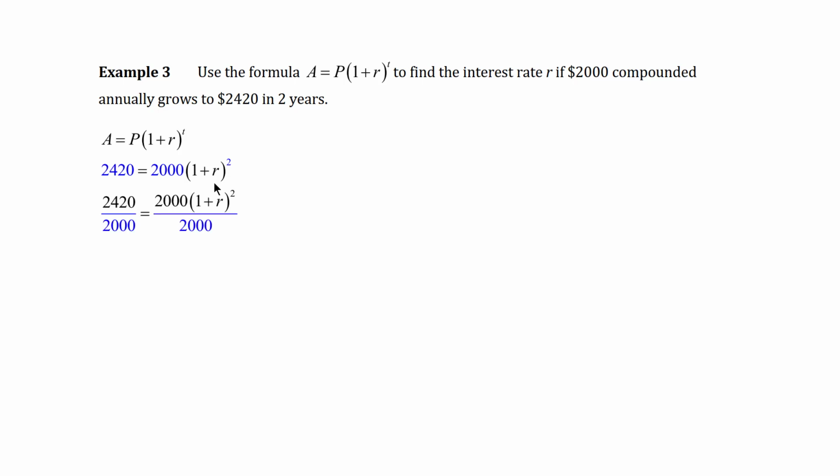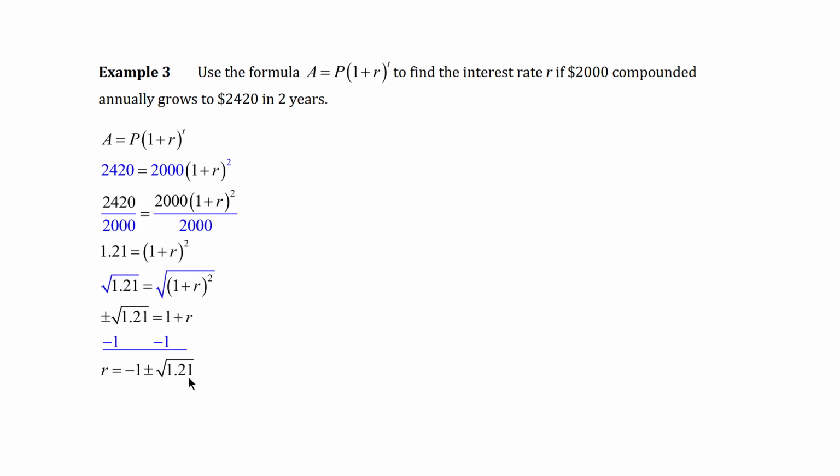Next, we divide both sides by 2,000. The result is 1.21 equals parentheses 1 plus r squared. Next, we use the square root property and take the square root of both sides of the equation. The result is plus or minus the square root of 1.21 equals 1 plus r. Next, we solve for r by getting rid of the positive 1. We just subtract 1 from both sides of the equation. The result is r equals negative 1 plus or minus the square root of 1.21.